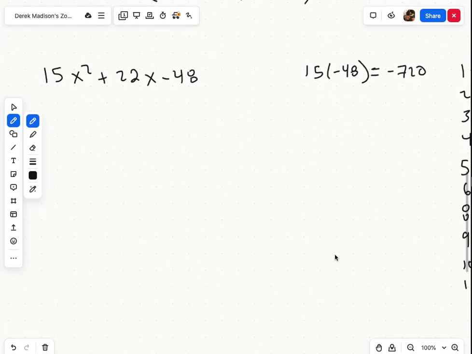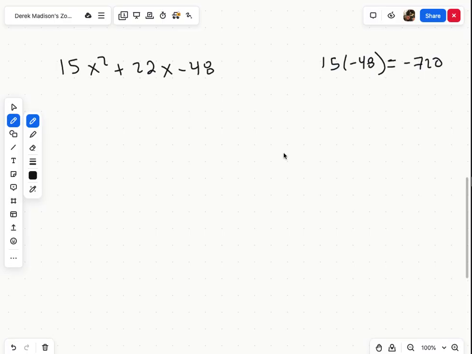The way we do want to do this is to think about what we need the numbers to do, and that is we need them to multiply to be negative 720 and add to be 22. So let's see where we are with the 15 and the 48. Because this is a negative and the middle term is a positive, like we saw in the previous section where there was just a 1 in front, that means one of our numbers is negative, one is positive, and we're really looking for the space in between the numbers.